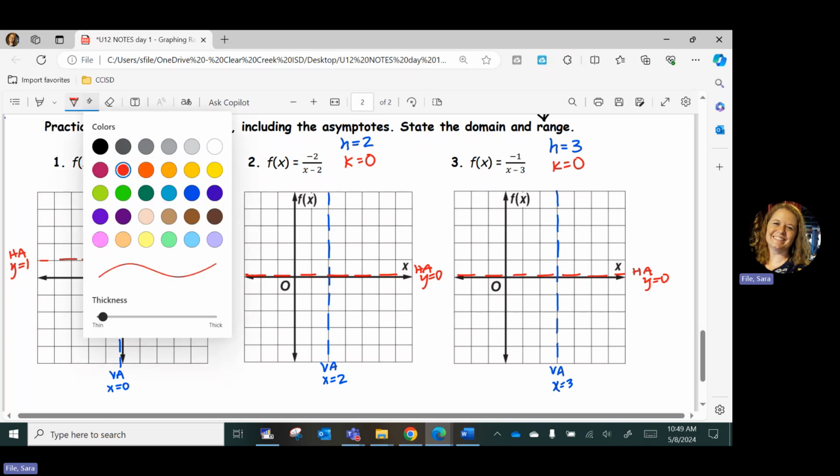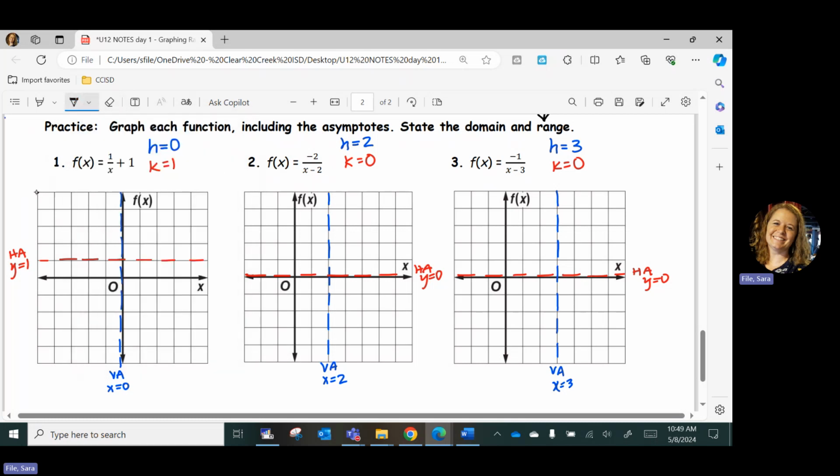Now, to get the points to plot, you can use Desmos, or you can just pick a test point to the left and the right of each of those to check and see. Okay, that's up to you, if you want to use Desmos or check them by hand.